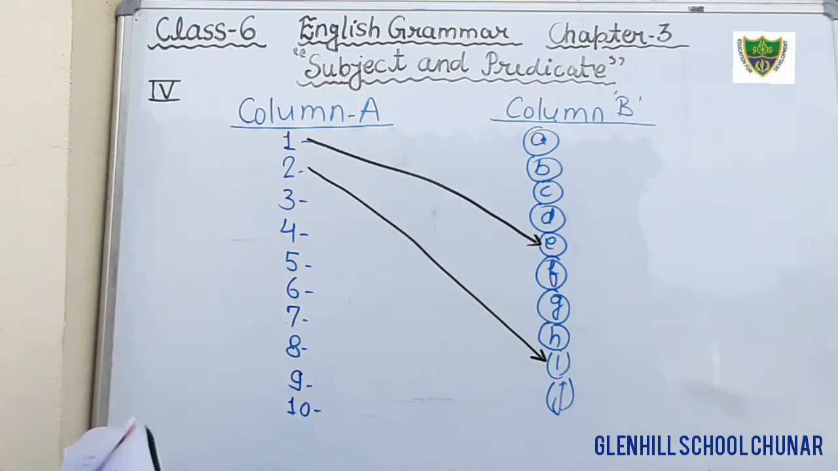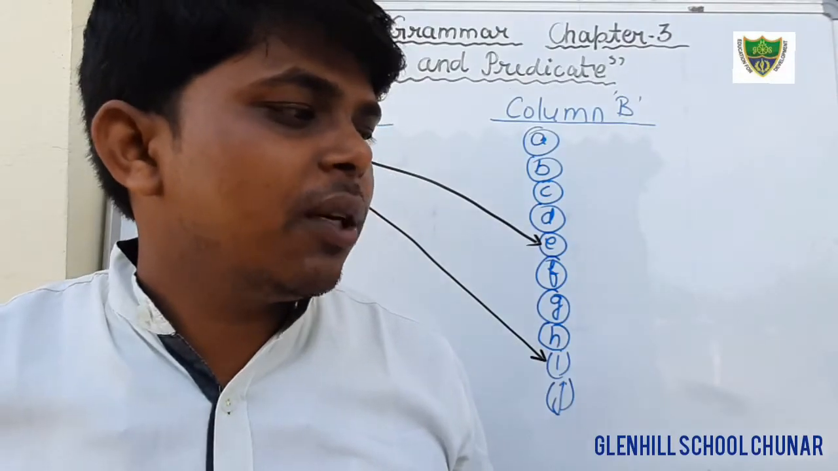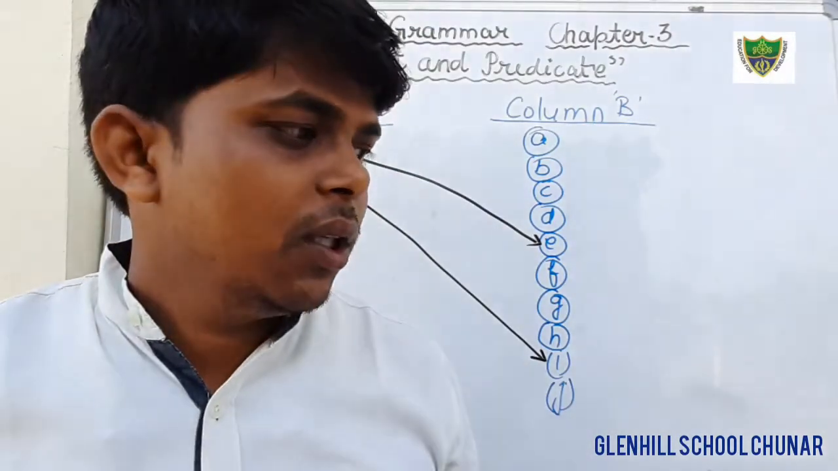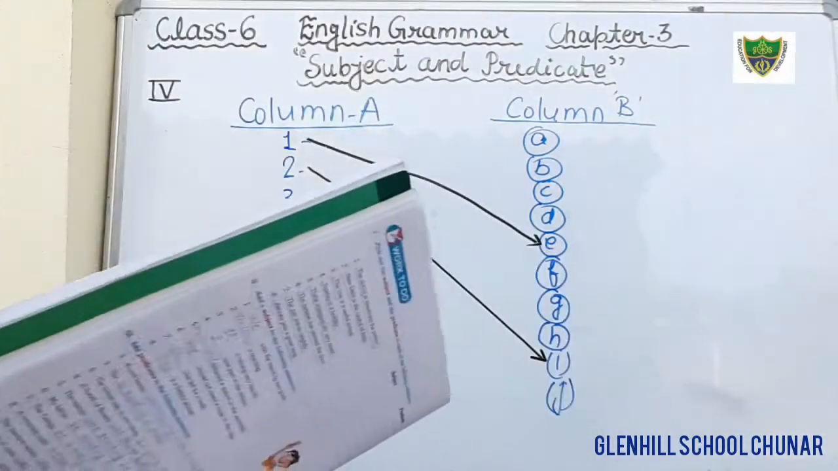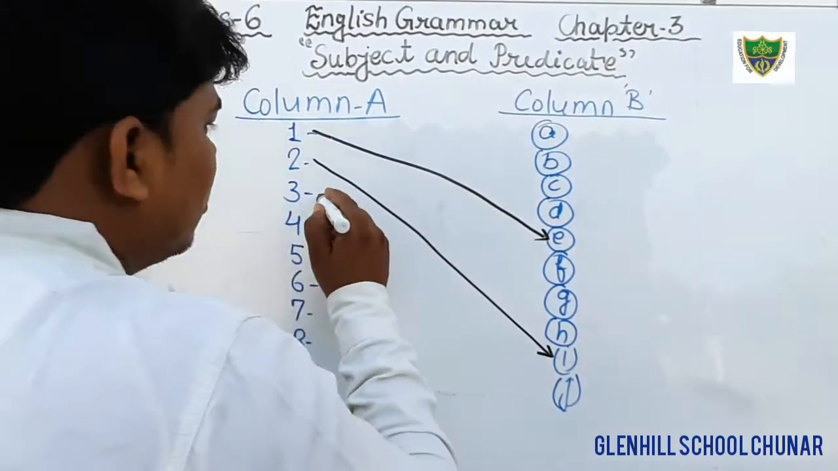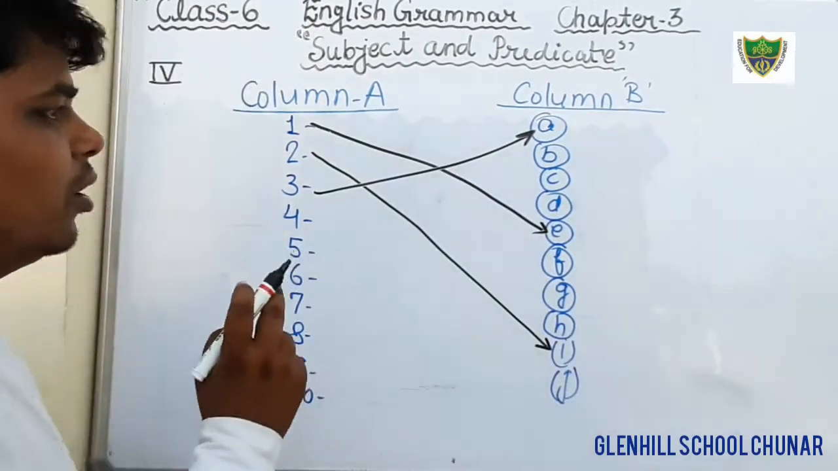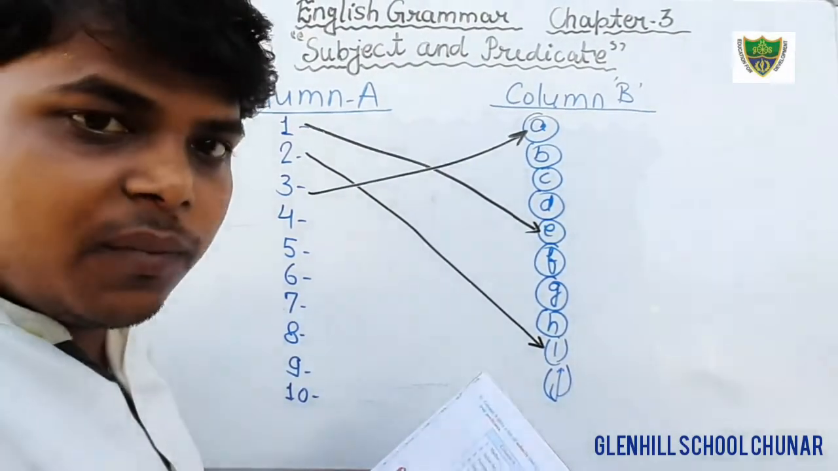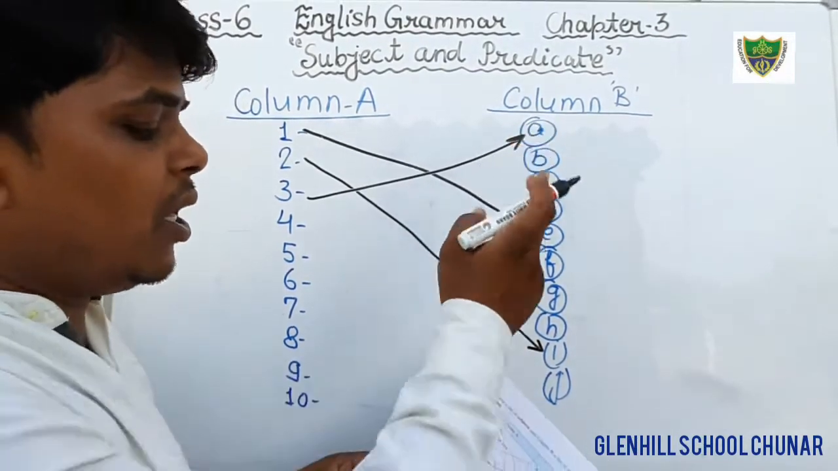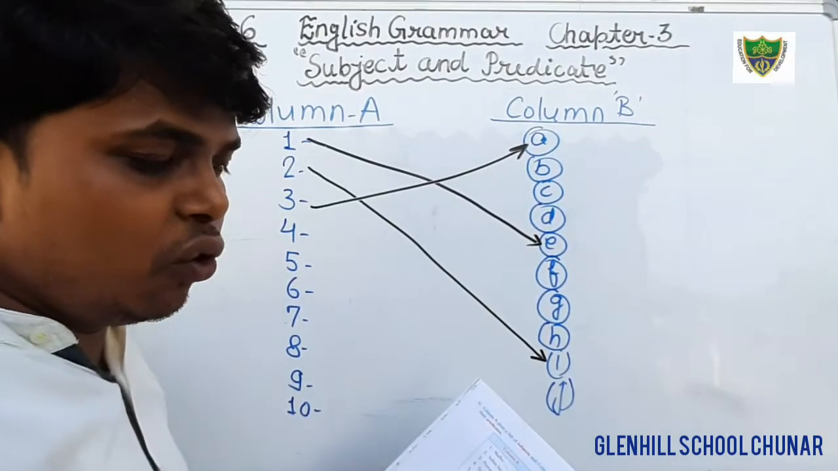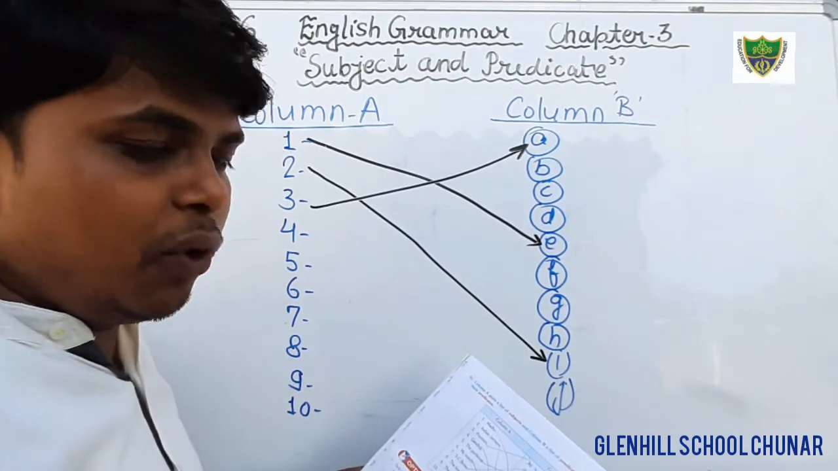And now come to question number third. The third subject given is Poonam. Poonam is wearing a pretty blue dress. It is given in the first option. We will match Poonam with option A, that is, is wearing a pretty blue dress. So the sentence will be Poonam is wearing a pretty blue dress.